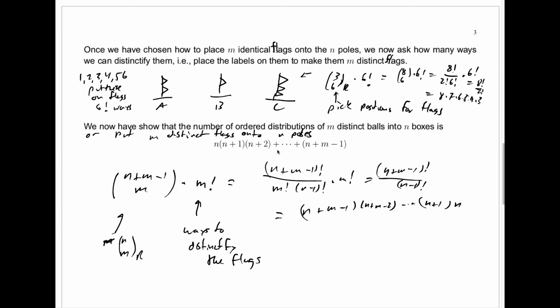And here, just written in the opposite order, is the exact same formula. This is the number of ways to put m distinct flags onto n poles. And that's the same as counting what we call an ordered distribution, where we distribute m balls into n boxes, but we care about the order of the balls within each box.